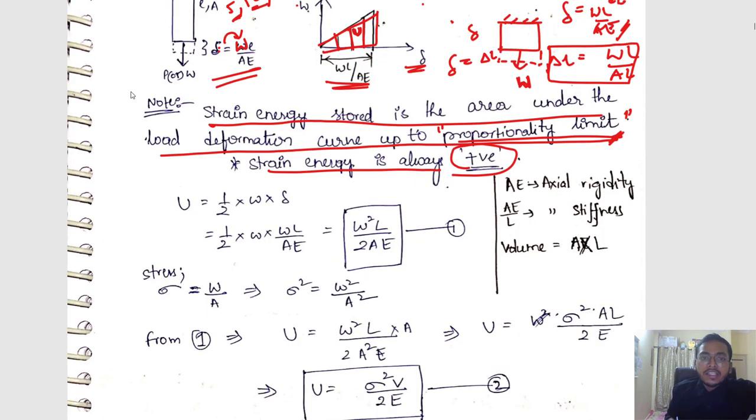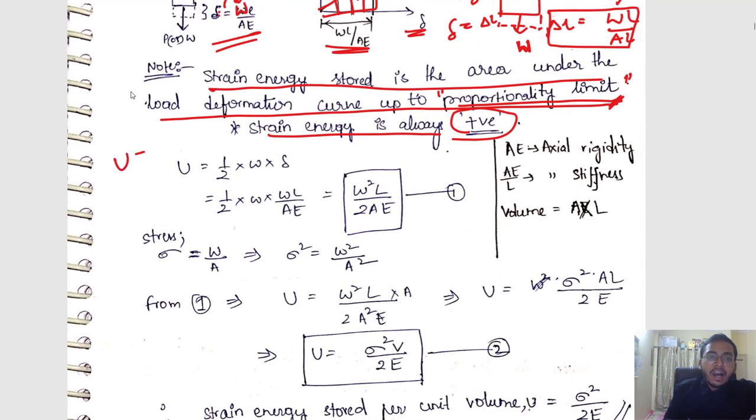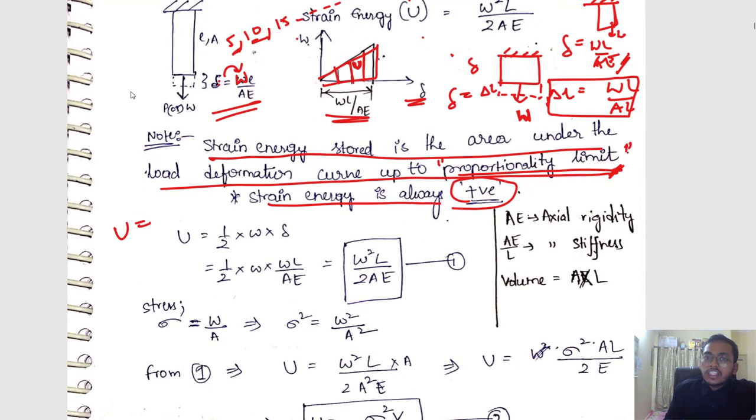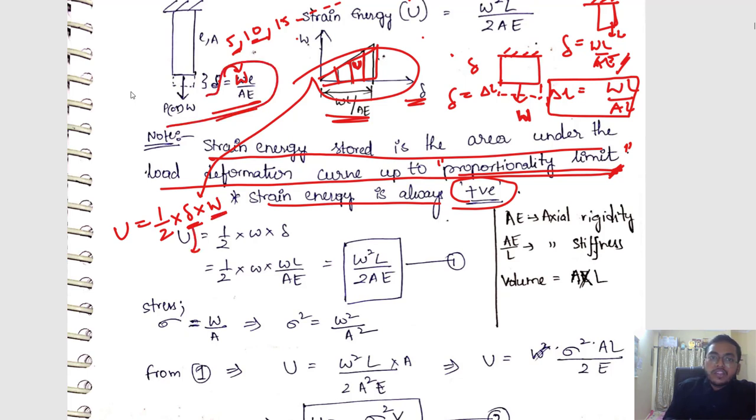So what I have said, strain energy is nothing but the area of the load versus deflection curve. This load versus deflection curve is a triangle. So what is the area of a triangle? Half of base into height. What was the base? Base was your deflection and height was your load. So delta into W divided by 2. What was your delta? What is the formula which you are going to use? WL by AE, right? Just substitute.